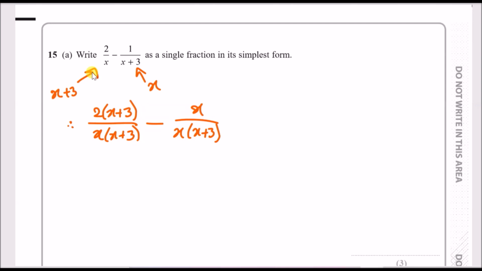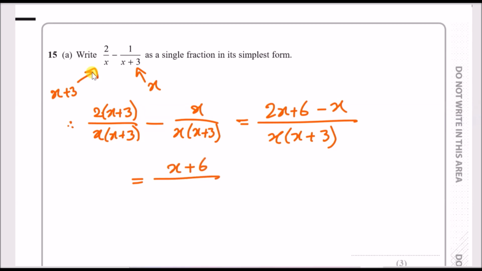Now, because we've linked it up, all we do now is just subtract the top half. So 2x times 3, I'm just going to do it quick. This is going to be 2x plus 6 minus x, all of that over x bracket x plus 3. And just simplifying this, you should get, take away x, is just x. So it'll be x plus 6 over x bracket x plus 3. And that's it. You're done.